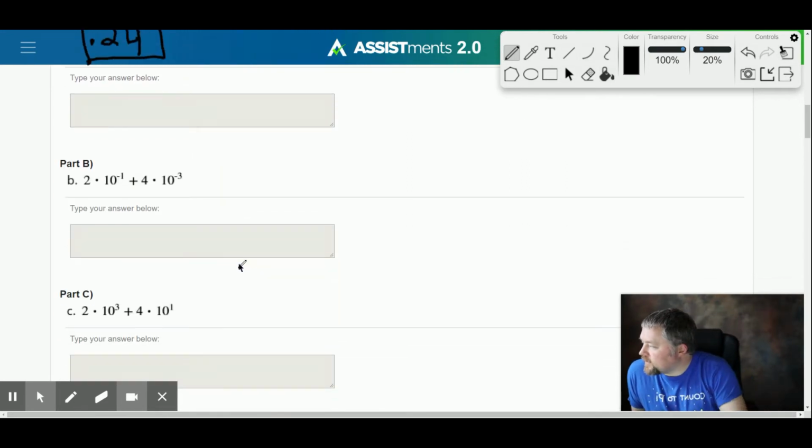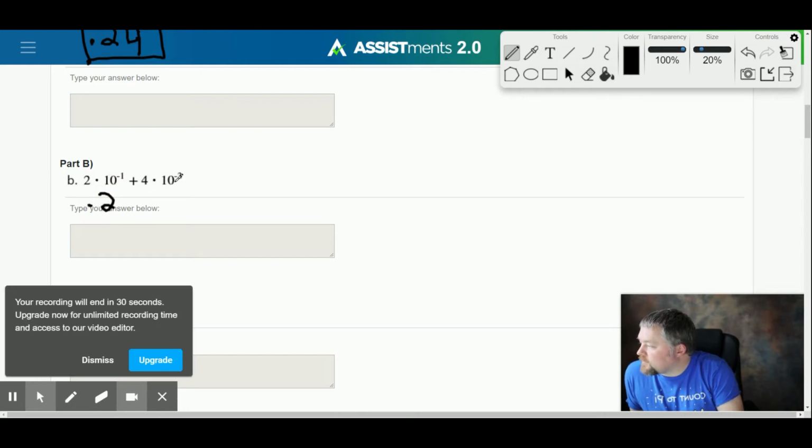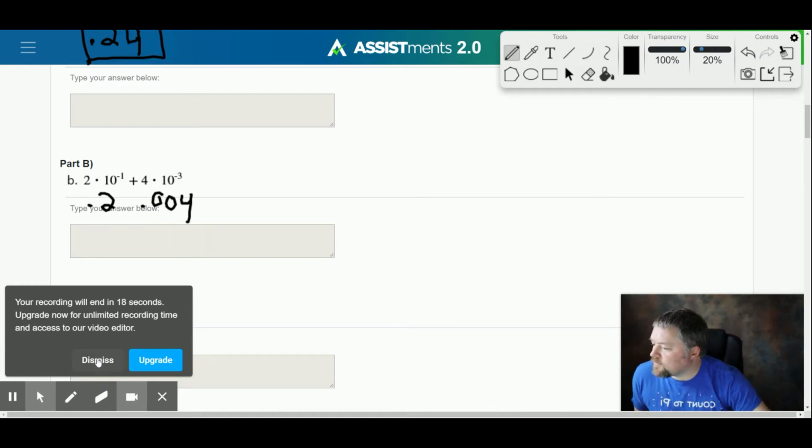Now, the next one here, we have 2 to the negative 1, or 2 times 10 to the negative 1. That's 0.2. Now we have 4 times 10 to the negative 3. That is 0.004. Now, it looks like this video is going to end pretty soon, so I will stop it and continue in the next video.